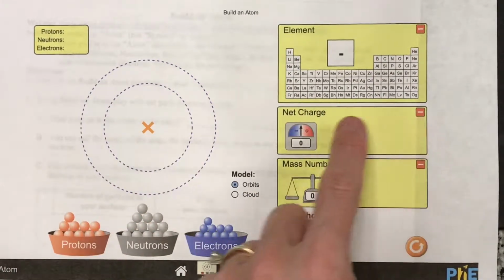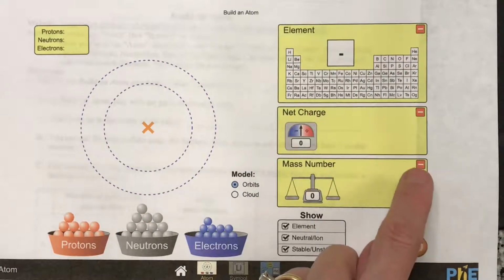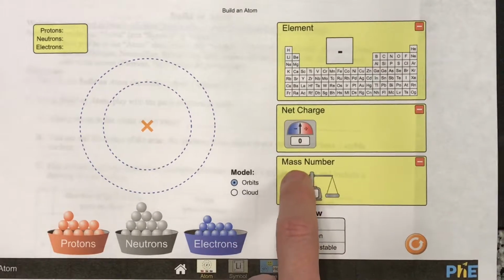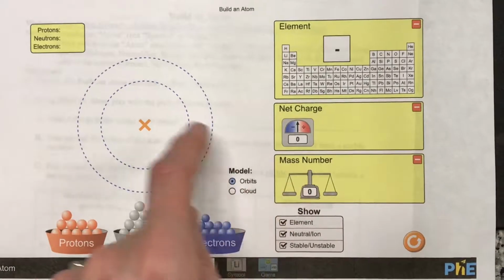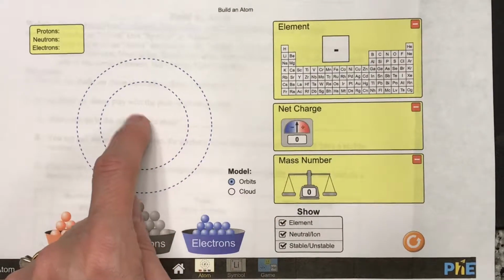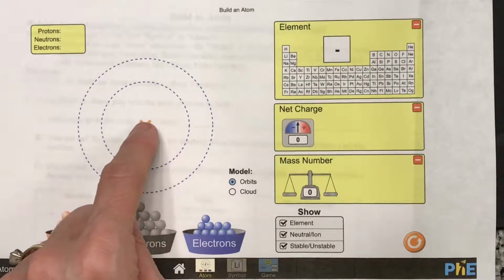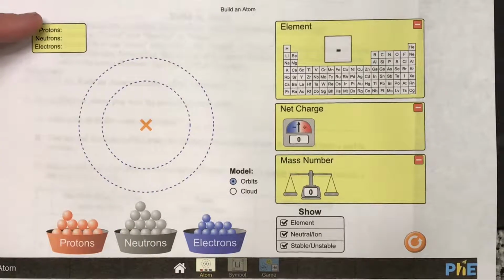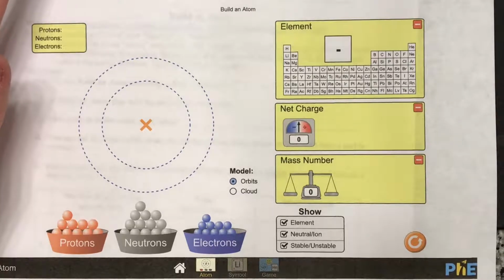You're going to want to make sure this is open so you can see net charge, and you're going to want to make sure that this is open so you can see mass number. Remember that this is the number of protons and neutrons, which is what is contained within the nucleus of your atom. Up here, you're going to see a count of protons, neutrons, and electrons. Definitely pay attention to that when you're being asked if something is neutral or if it is an ion, and I'm going to show you what that looks like in a second.